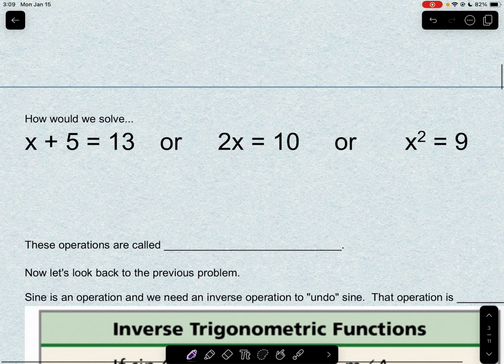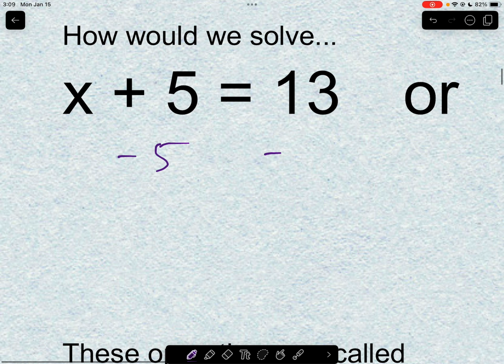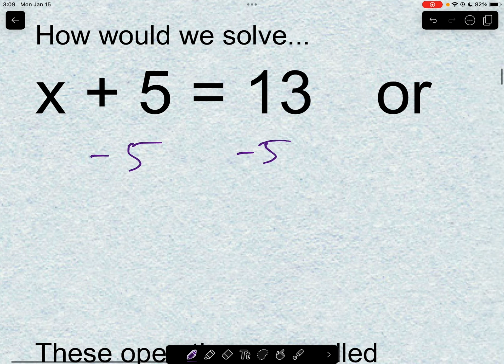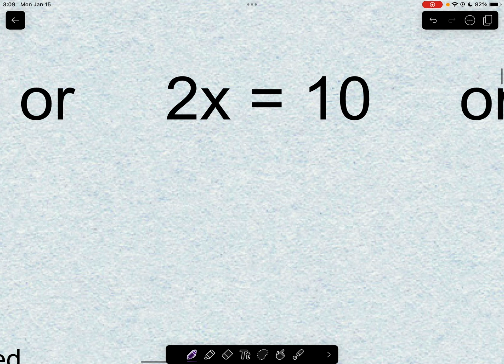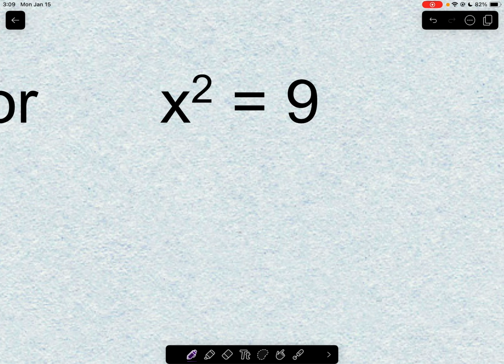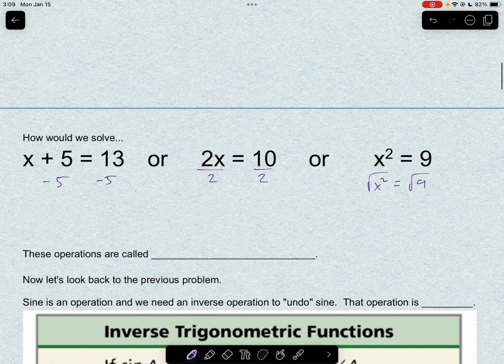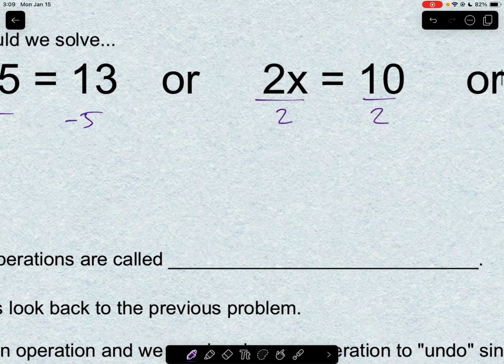Here are 3 equations you should know how to solve. To do the first one, where x is adding to 5, I would subtract 5 from both sides. To do the second one, where x is multiplying 2, I would divide by 2. And to do the last one, where x is being squared, I would square root both sides. Why do we do that? Adding and subtracting, multiplying, dividing, squaring, and square rooting, those are called inverse operations.